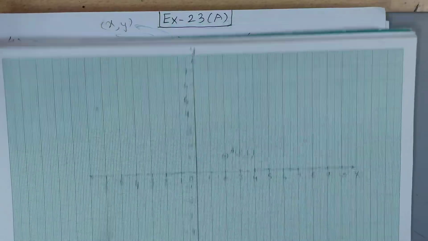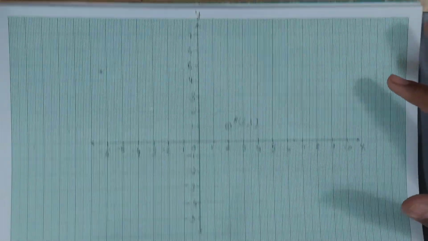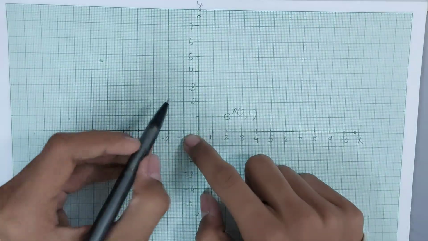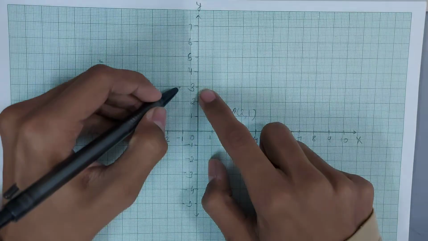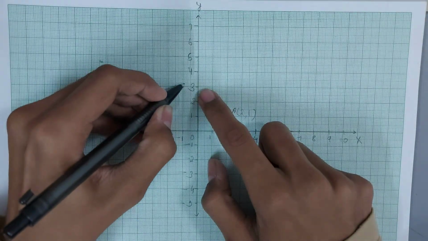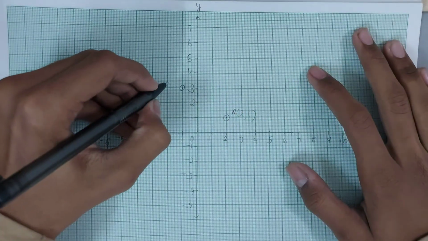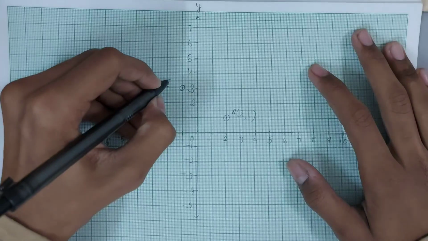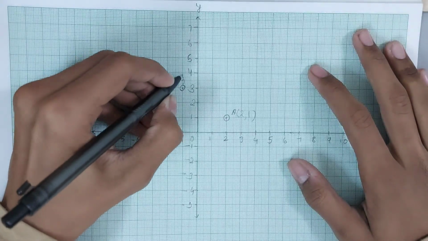Now look here. We have the second point, that is B (-1, 3). -1 on the x-axis, this one right here, and +3 on the y-axis, so this way. You can see this point right here. You can put a dot on it and then circle it like this. And this is your B, and you will write this as (-1, 3).